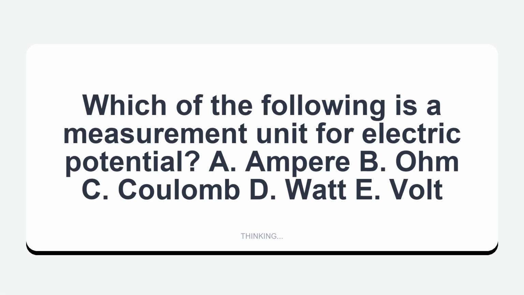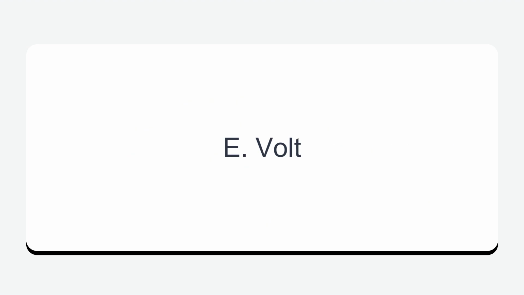Which of the following is a measurement unit for electric potential? A. Ampere. B. Ohm. C. Coulomb. D. Watt. E. Volt. E. Volt.